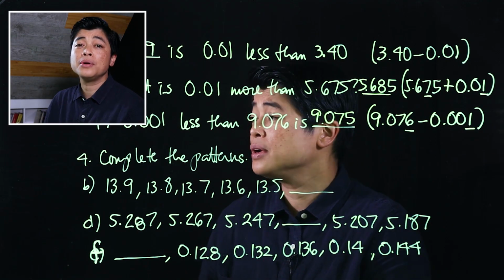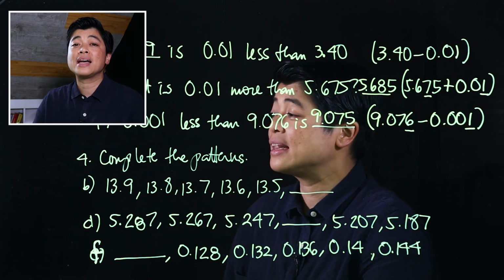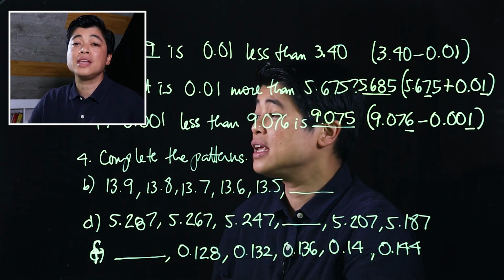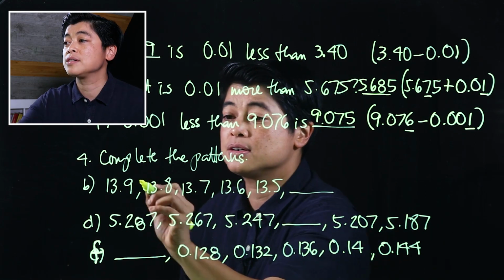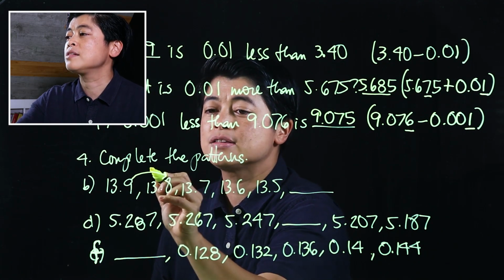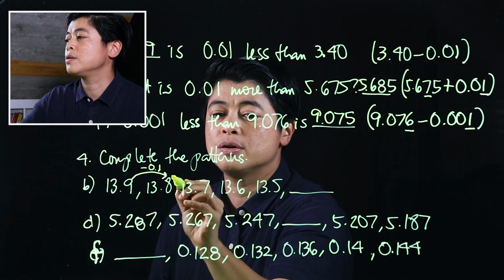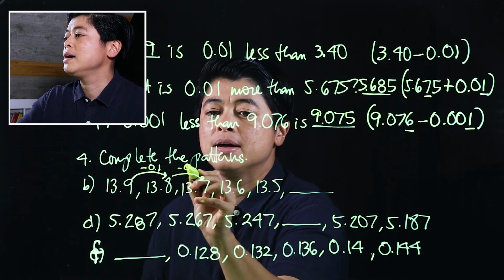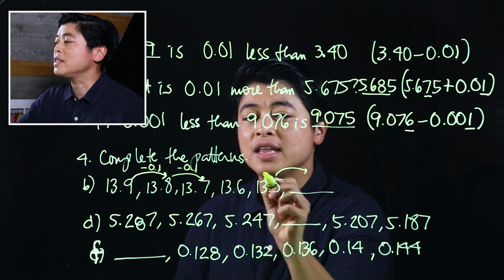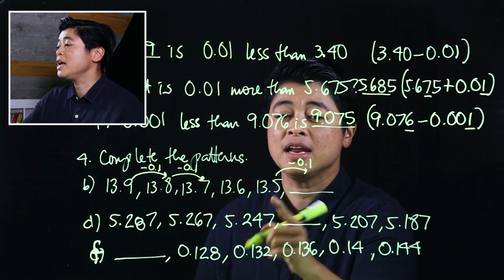In problem number 4, it says to complete the pattern. Again, to go from one number to another, we just look at specific digits. Here they're all starting with 13, so the 13 is irrelevant. From 0.9, it became 0.8, so that means we minus 0.1. We minus again 0.1, and therefore, if the pattern continues, this is minus 0.1.